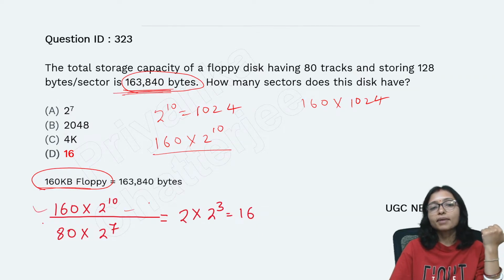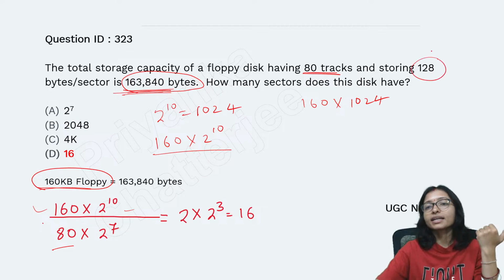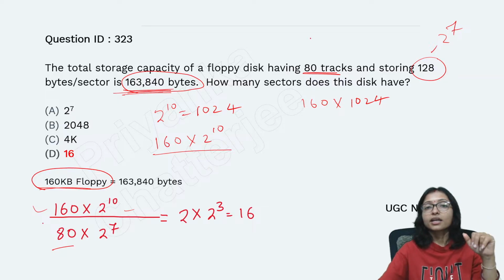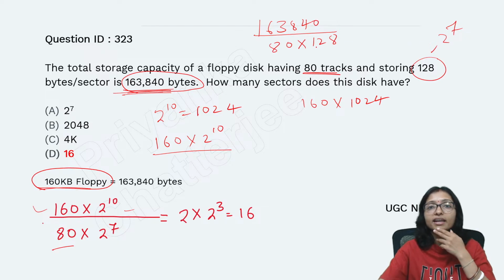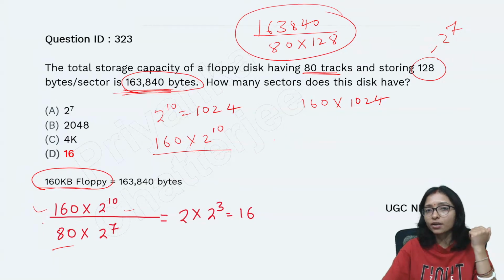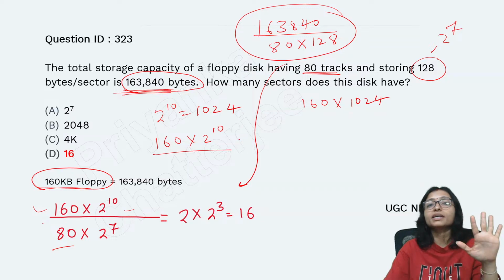So 160 multiplied by 2 to the power 10, divided by 80 tracks. And 128 again convert into 2 to the power 7. You don't have a calculator, right? Now if you do it like that, 163840 divided by 80, multiplied by 128. Arey bhai, without a calculator how to solve? You can't solve it without a calculator. That's why you have to do this. Convert it into powers of 2, it will be easy for you.